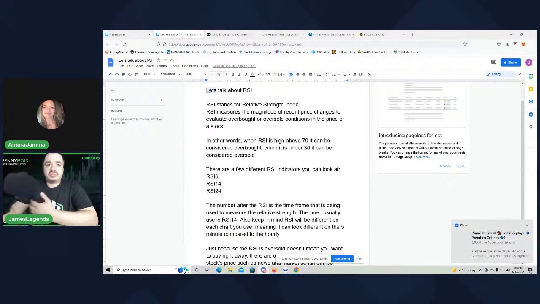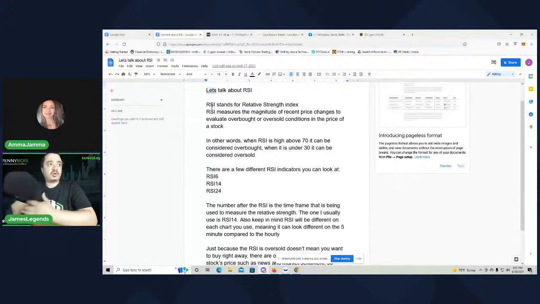Okay, RSI is an indicator that a lot of people use in their trading, right? It's a very common indicator that's being used. But I also feel like I see a lot of people using it incorrectly sometimes. So that's why I wanted to go over this today.